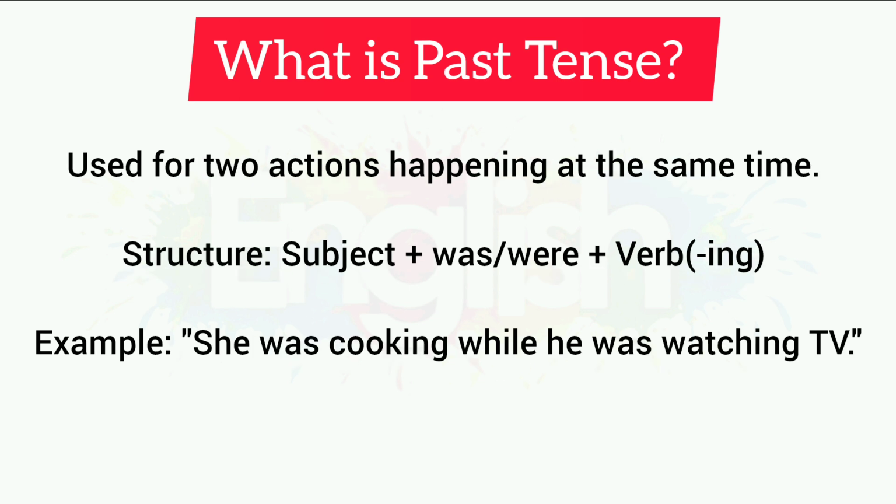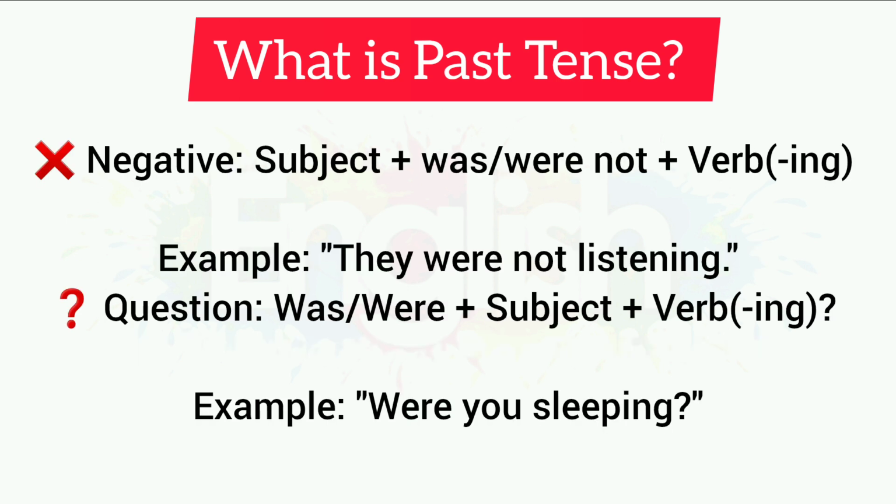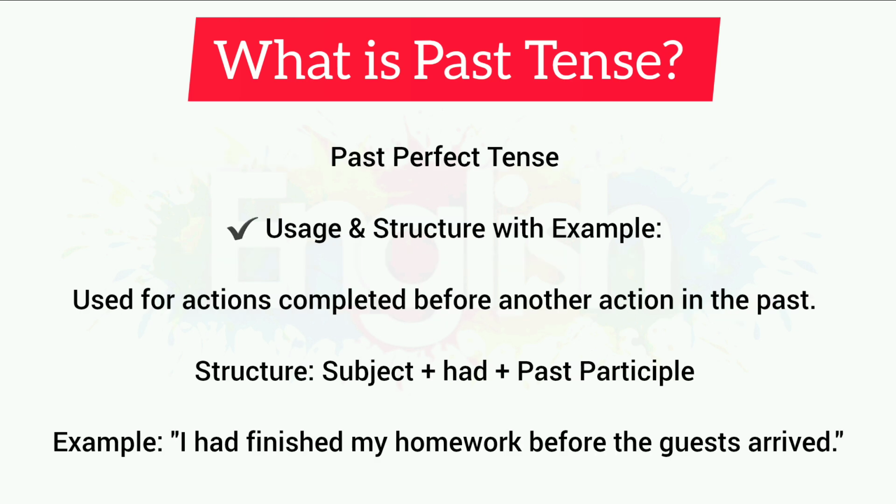Used for 2 actions happening at the same time. Structure: subject plus was/were plus verb, ing. Example: she was cooking while he was watching TV. Negative: subject plus was/were not plus verb, ing. Example: they were not listening. Question: was/were plus subject plus verb, ing. Example: were you sleeping?